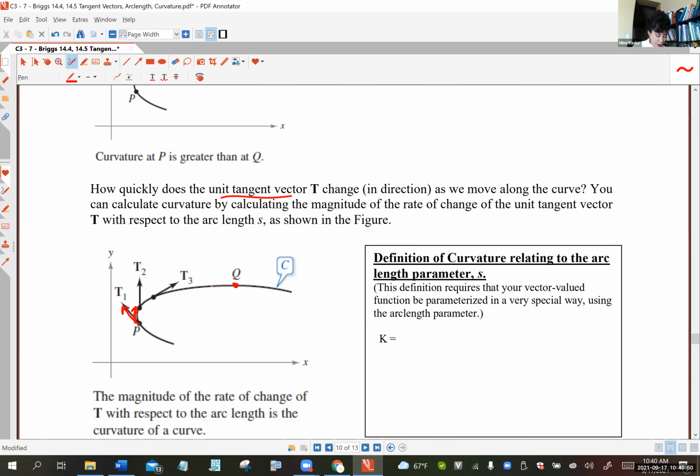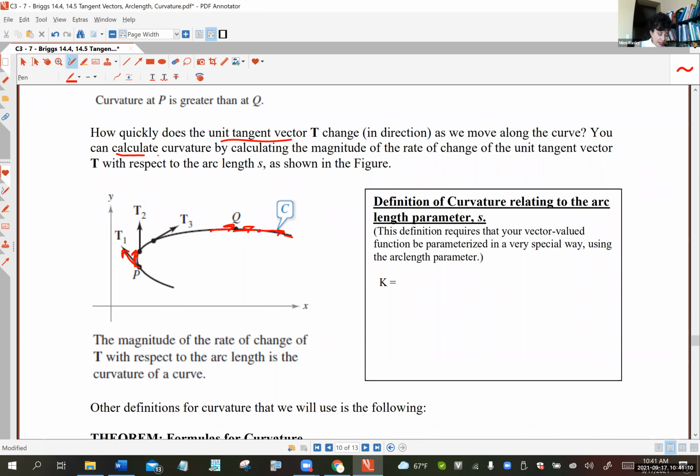Like over here at Q, let's look at right before Q. Here's a tangent vector. Here's another tangent vector at Q. Here's a little bit later. Those kind of are flattening out, and those unit tangent vectors are pointing sort of in the same direction. It doesn't look like they're changing direction much.